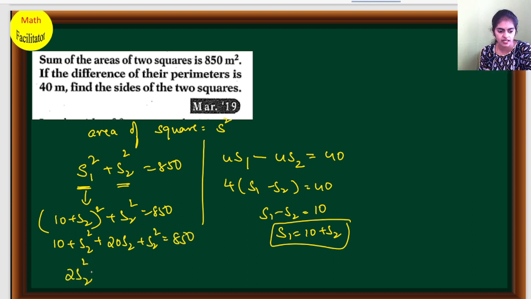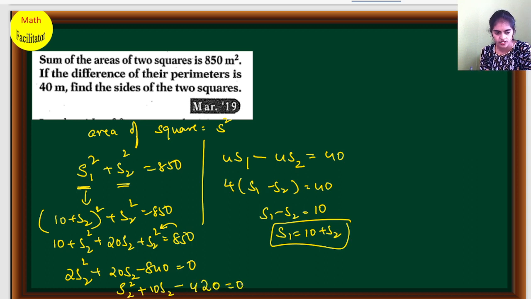So 2 s2 square plus 20 s2 plus 100 minus, if you transpose it to the other side, it will be minus 850. So 100 minus 850, I can write it as minus 750 equal to 0. And again, you can take 2 common. So the final equation will be s2 square plus 10 s2 minus 420. So this is the final equation. From here again, you can use the quadratic formula method or factorization. Solve for the value of s2. If you feel s2, s1 are confusing, then take side of first square as x, side of second square as y.